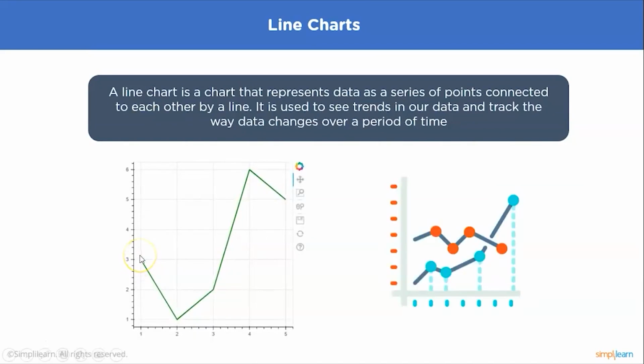So this is the same chart that we just plotted using Bokeh right now. As you can see, the parameters that were passed in were 1, 2, 3, 4 and 5 on the x-axis and 3, 1, 2, 6 and 5 on the y-axis. So how exactly the line chart is plotted is that you plot each of these points and then you connect them or join them using a line.